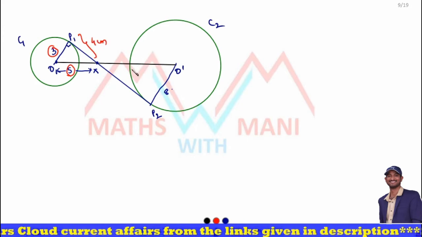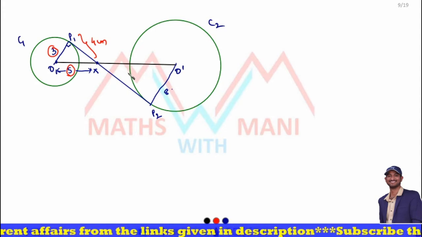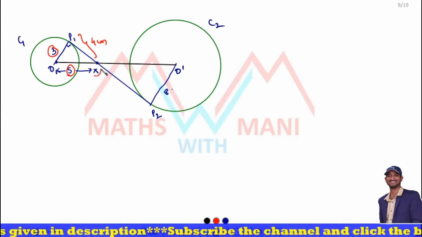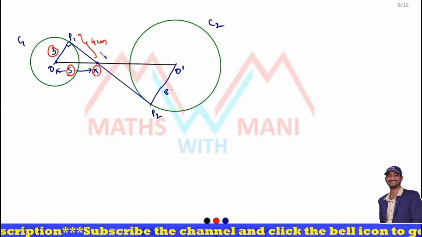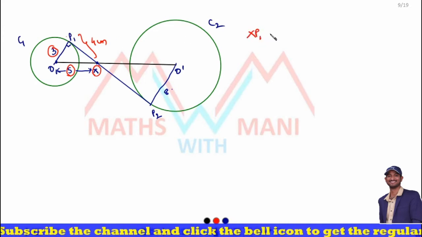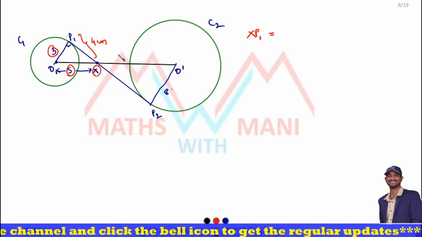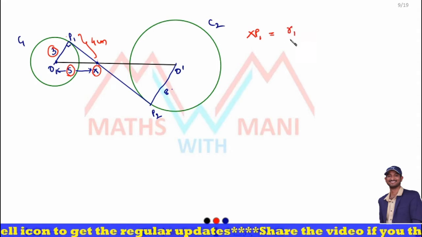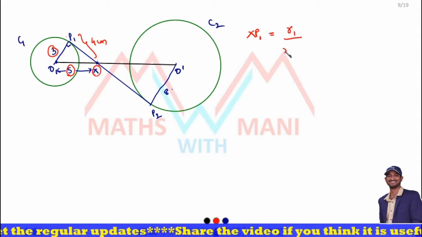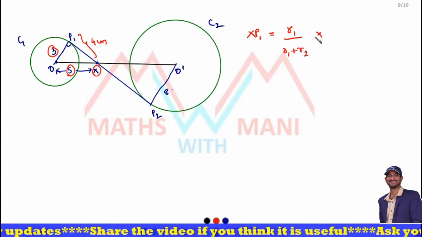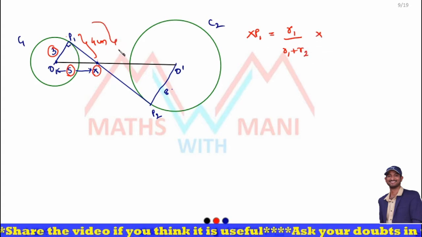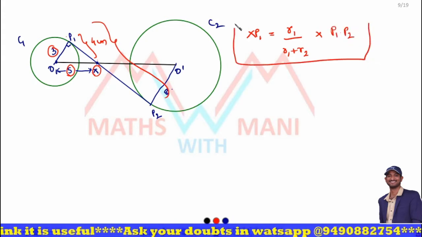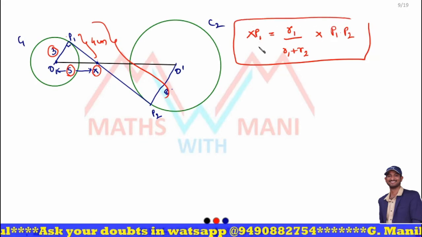Right. Now the formula is, so now the problem is closed. How? The distance between the point of intersection of the transverse common tangent and the circle, that is XP1, is equal to the radius of the circle, that is the first circle's radius R1, divided by, since it is a common tangent, the addition of the radii, into P1P2. That is the length of the transverse common tangent. That's it. అయిపోయింది. ఇంకేముంది?